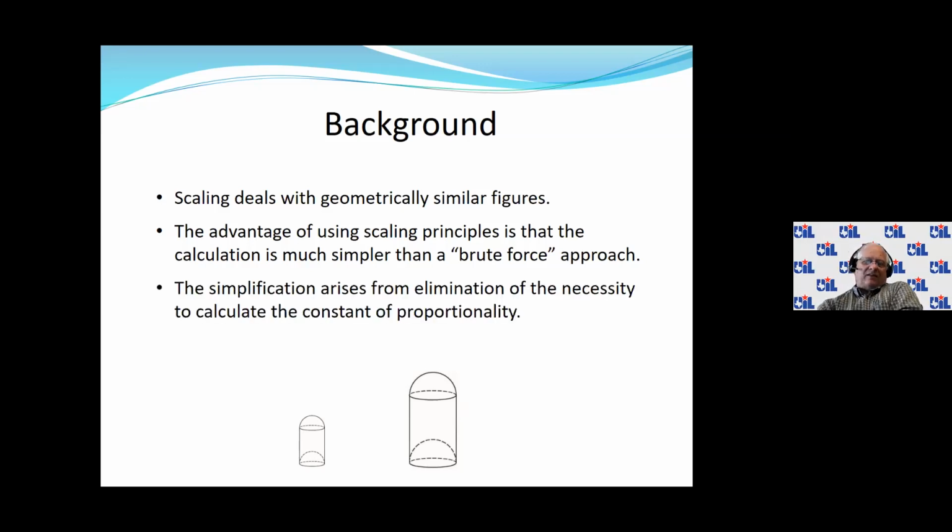Basically, the simplification that we get from using scaling principles arises from the elimination of the necessity to calculate a constant of proportionality. To brute force the problems, we have to get that constant of proportionality. But when we use scaling principles, as we will see, the constant of proportionality cancels out, and so we don't even have to bother with it. That's where the great advantage comes. And as the geometries get more complex, coming up with the constant of proportionality becomes equally more complex.